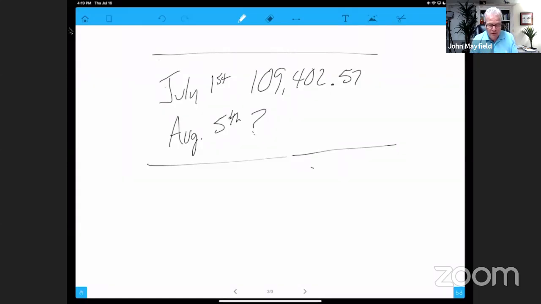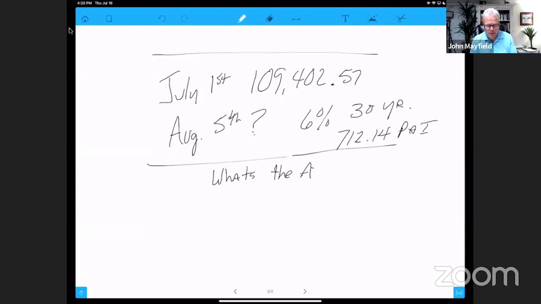So they're going to say they have a 6% interest rate. It's a 30-year note. And they're going to give you a payment that is $712.14. That's principal and interest. Okay, principal and interest payment. So what's the payoff? What's the amount owed to the lender on August 5th?